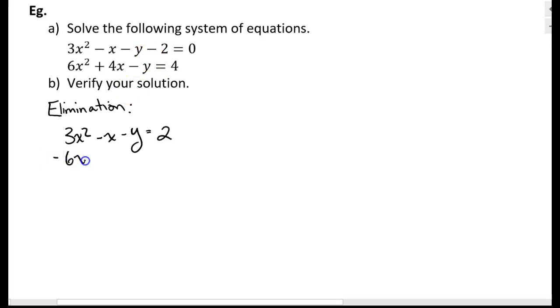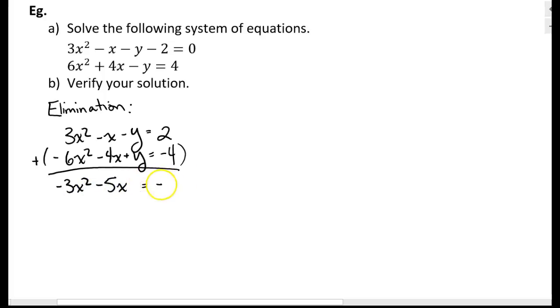So I'm going to have negative 6x squared minus 4x plus y equals negative 4. That leaves me with, adding the second equation, negative 3x squared minus 5x equals negative 2.